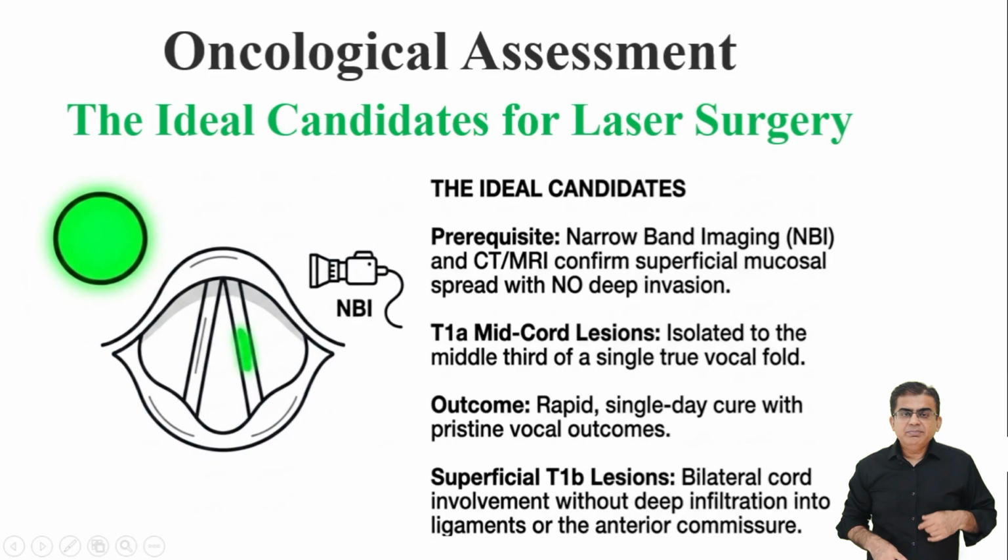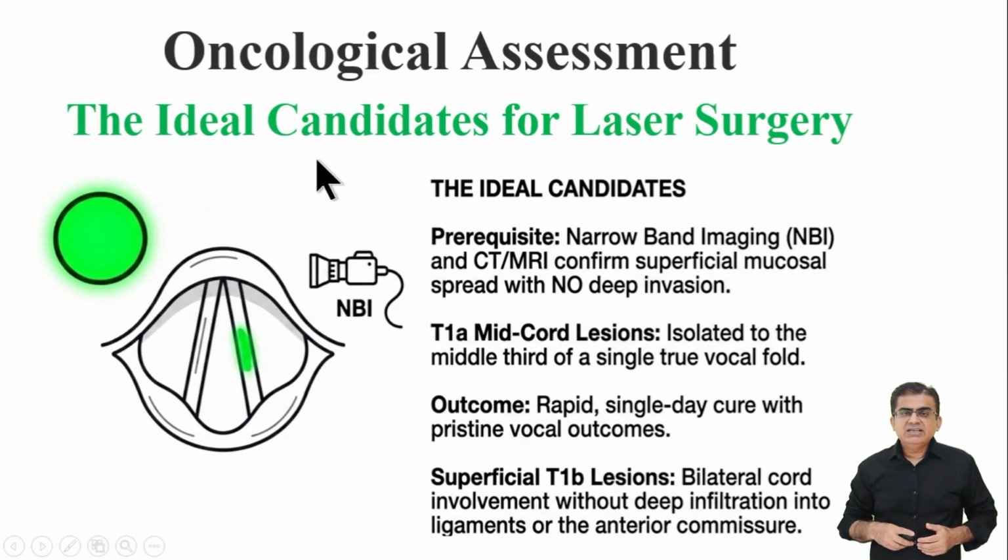Let us move to the second pillar of our triage process for TLM. This is the oncological assessment. Once we know we can safely reach the larynx, we must map the exact boundaries of the tumor. We must prove the cancer is biologically suitable for the laser.